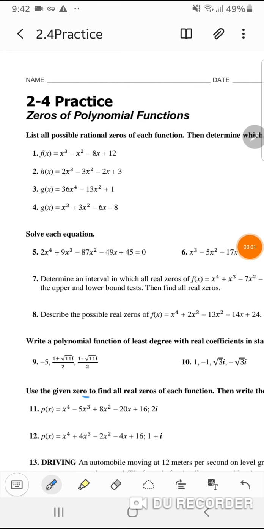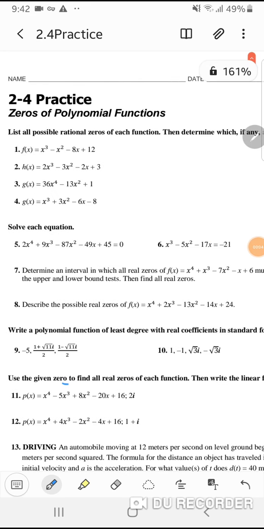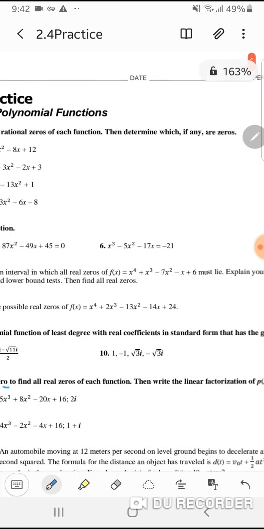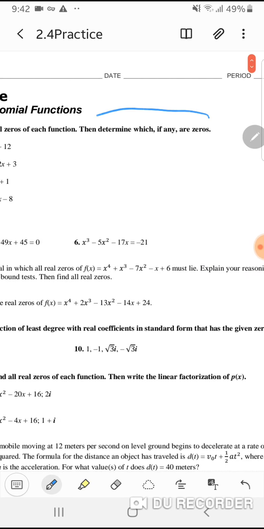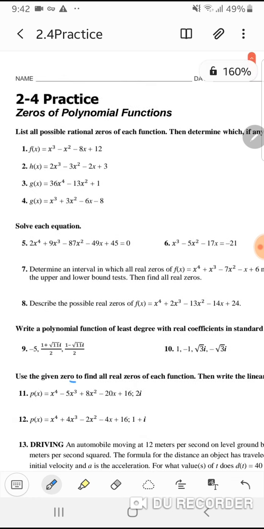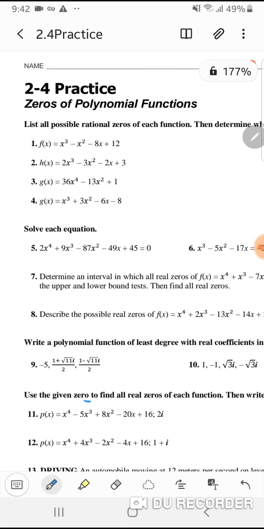Okay, after I deleted everything, I erased everything, I just found out that it also asked to determine the real zeros, if there are any zeros. So which are the zeros? To be honest, I won't put the possible rational zeros in the function because that's way more work than just solving it.